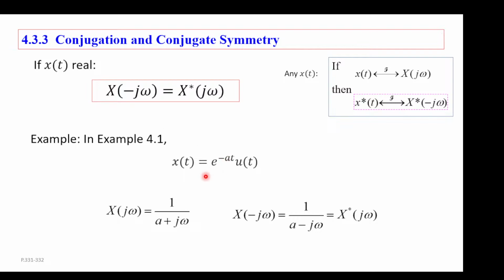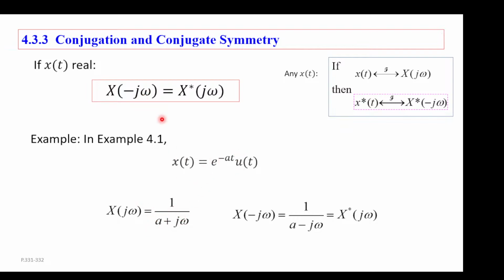That is, we have this real signal, example 4.1. Our signal is this one-sided exponential decay, e to the minus at u of t. This pair is very important. We'll use it all the time, so let's see it more times. So x of t equal to e to the minus at u of t, then big X of j omega will equal 1 over a plus j omega, and a needs to have a positive real part so this will converge.